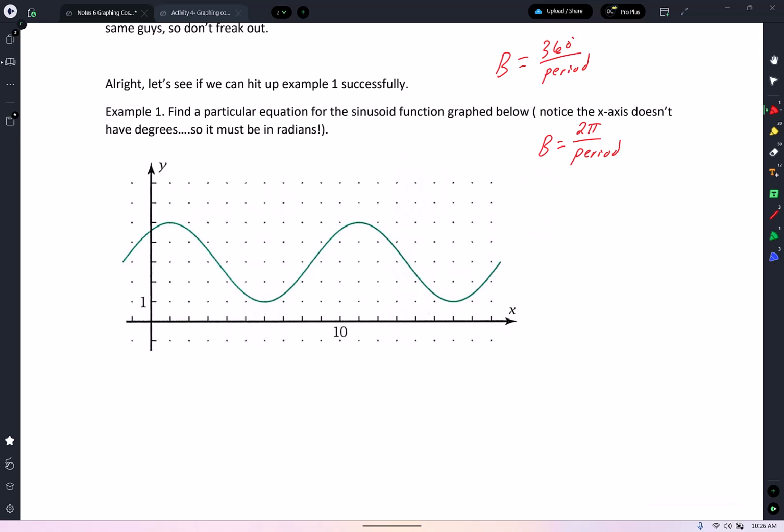What's up, Miss White? Yeah, that's exactly what we're going to do on example 1 because that's exactly what they asked for.